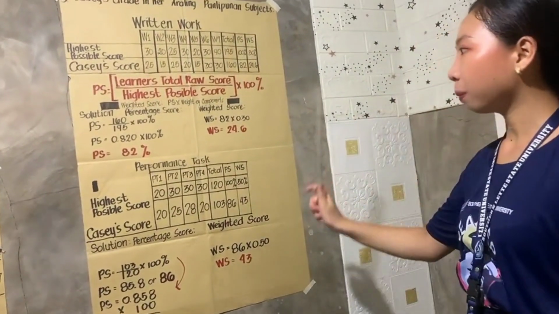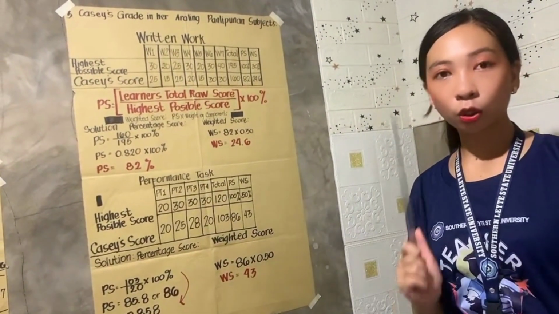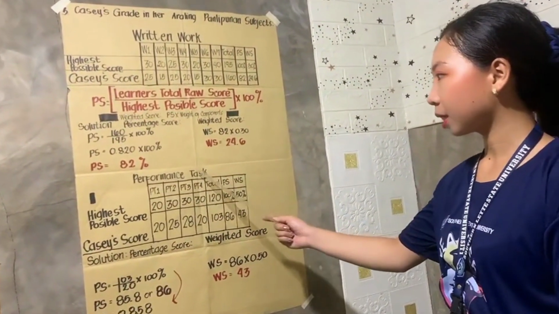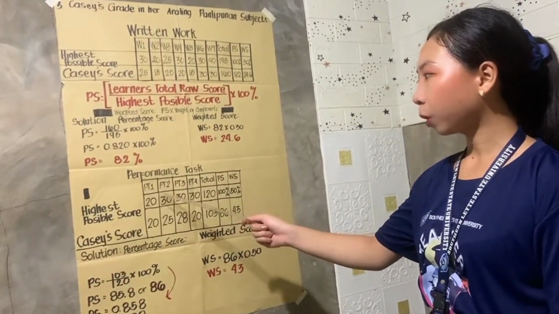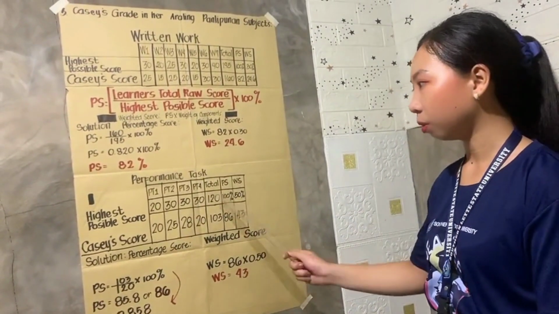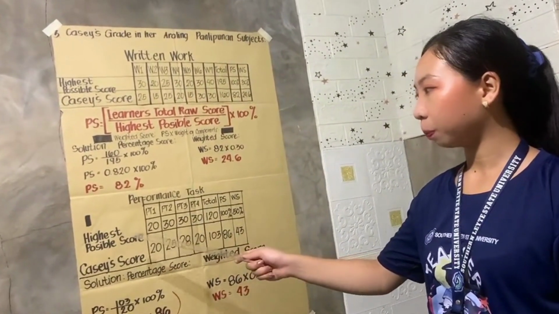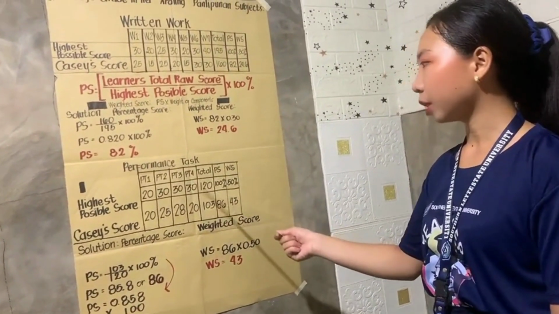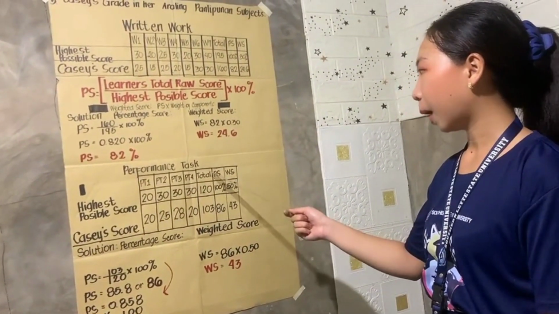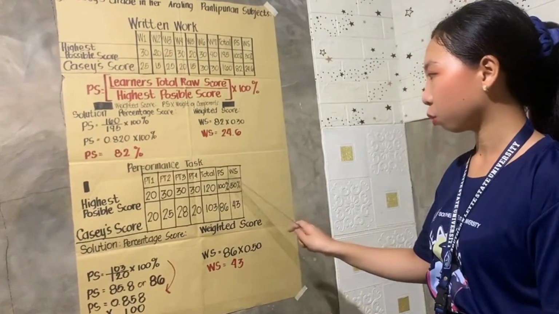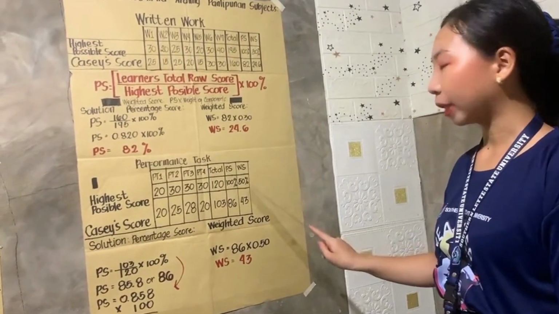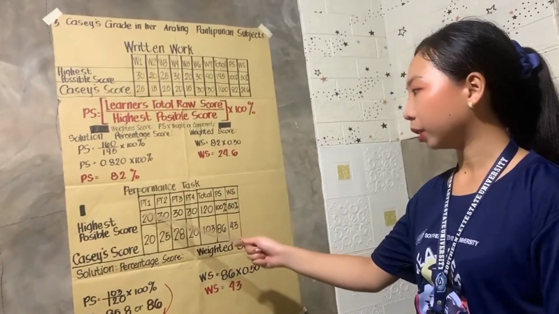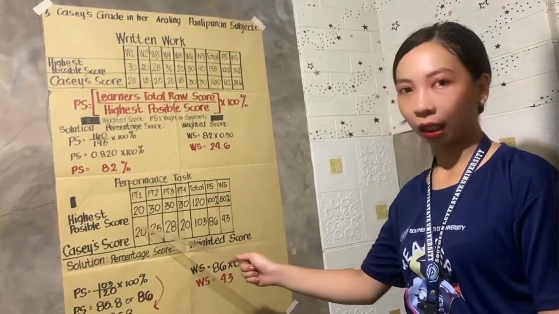And for her performance task that contains news reporting, debate, and role play, there are 4 performance tasks in total. So the highest possible scores would be 20, 30, 30, and 30. Total points is 120, the percentage score is 100, and the weighted score is 50%. Cassie's score out of 20, she got the perfect score, which is 20.